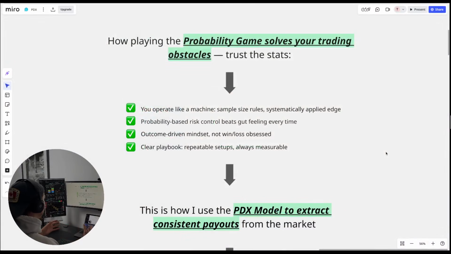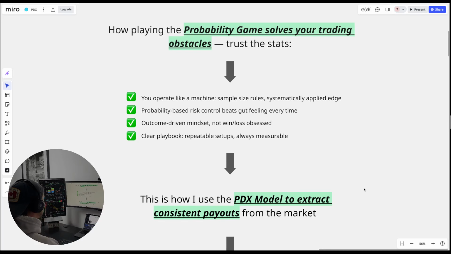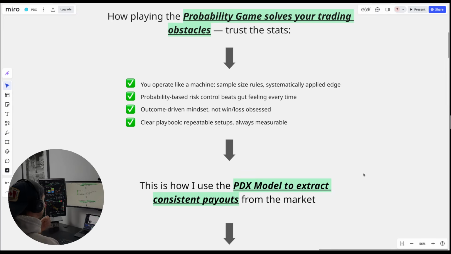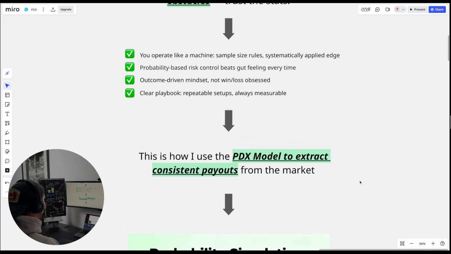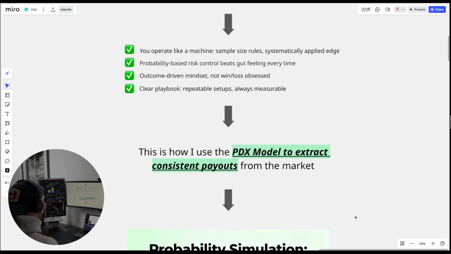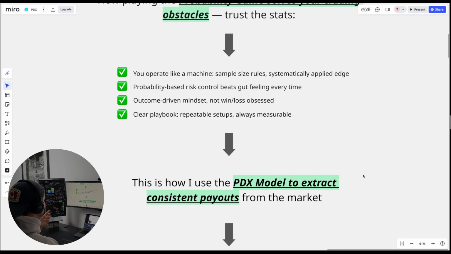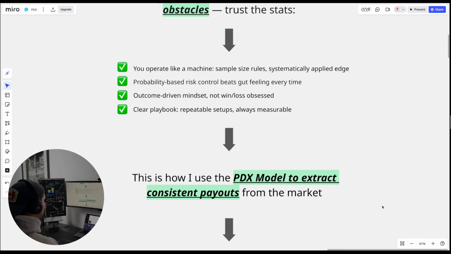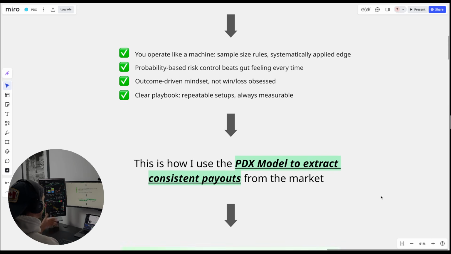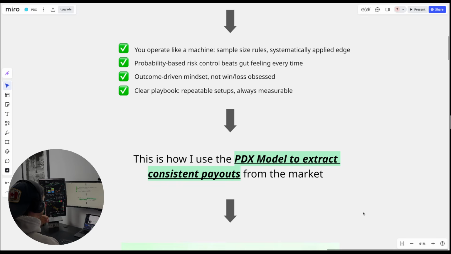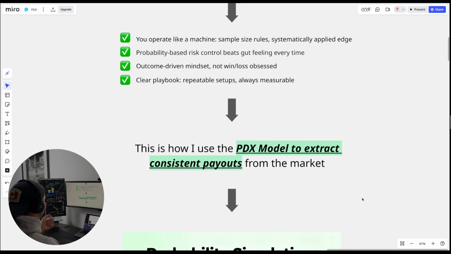Now, what do I mean? How do I play the probability game? How can it solve your trading? What obstacles are currently in place? What you want to try and do is operate like a machine. You want to have sample size rules, a systematically applied edge, doing the same thing over and over again. You want to have a probability-based risk control in place. That means applying the same sort of risk over and over again, really letting the probabilities play out. It's like flipping a coin. I'm going to get into that a little bit later as well.